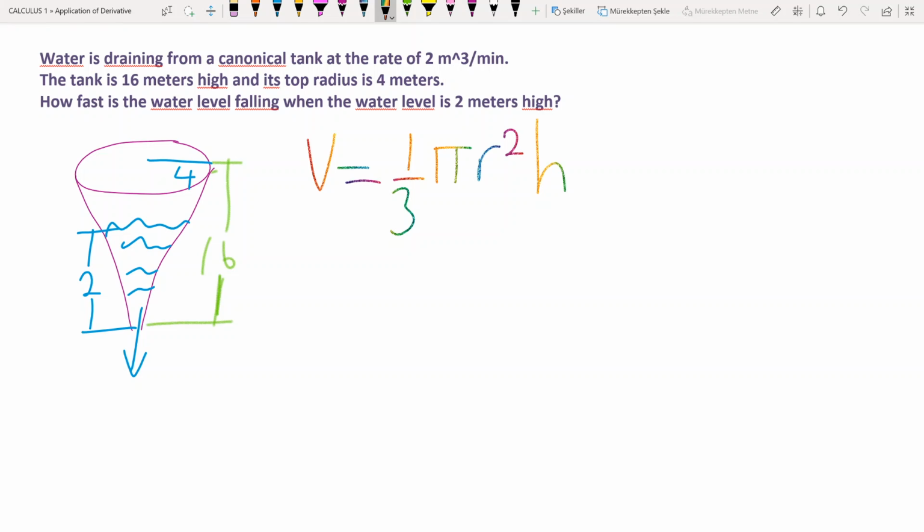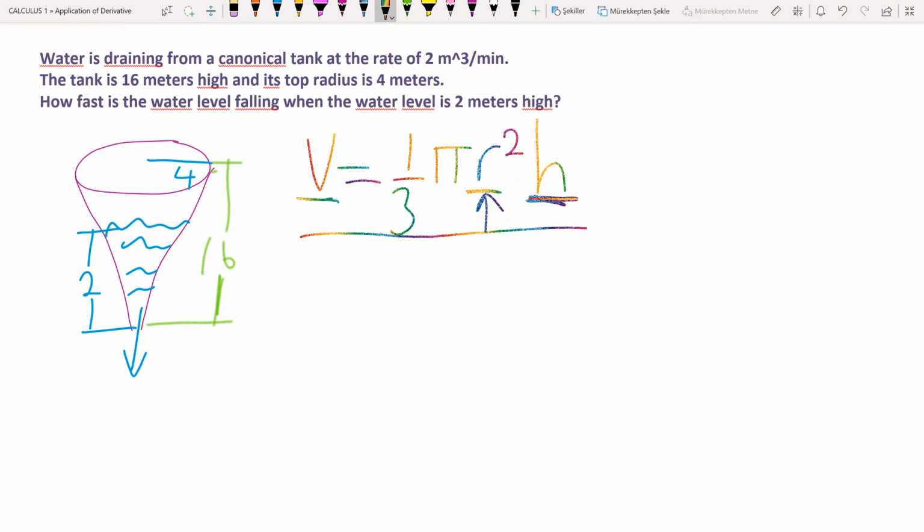So the question is, how fast is the water level, that is h, falling when the water level is exactly 2 meters high? We first write down the related equation of the problem. And as you see, both the radius and height are functions of time. Of course, the volume is also a function of time. So before taking the derivative of each term with respect to t, it is better to write the radius r in terms of h.